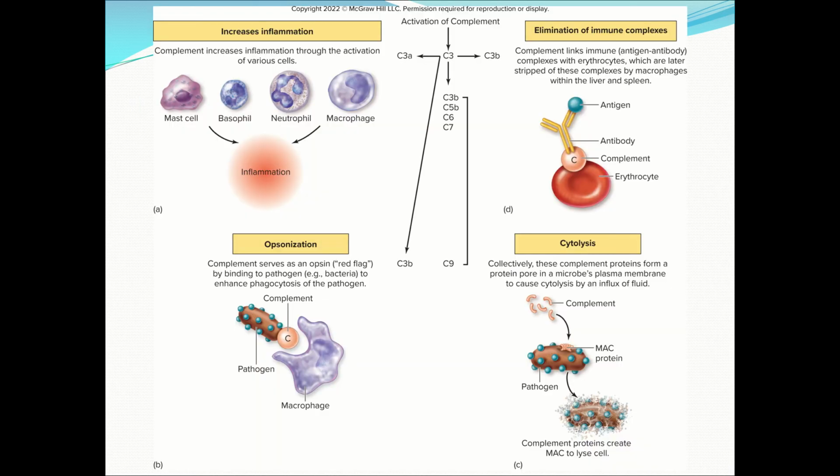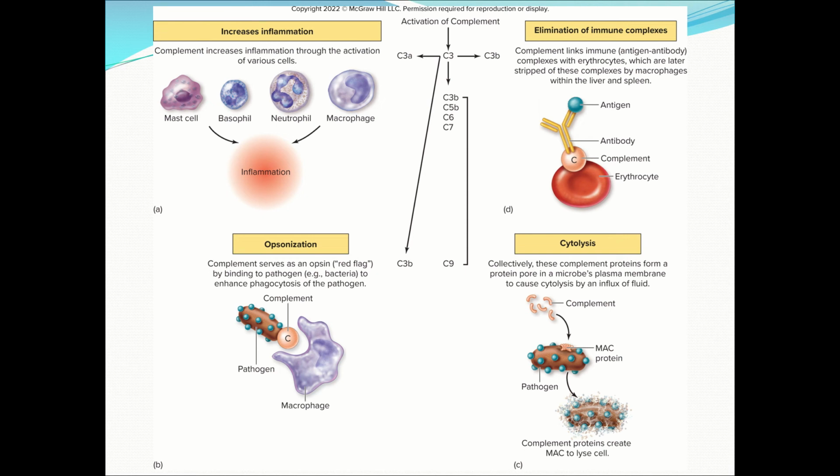This illustration shows a complement's functions after the activation. So it increases inflammation. The complement increases inflammation through activation of various cells such as mast cells, basophils, neutrophils, and macrophages. The complement causes the elimination of immune complexes.